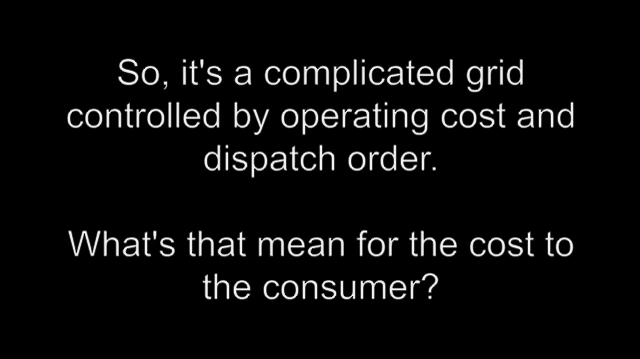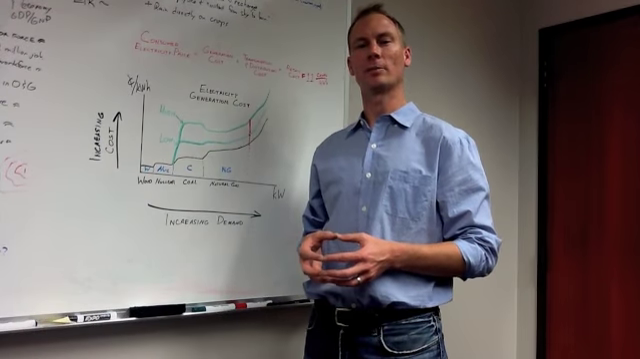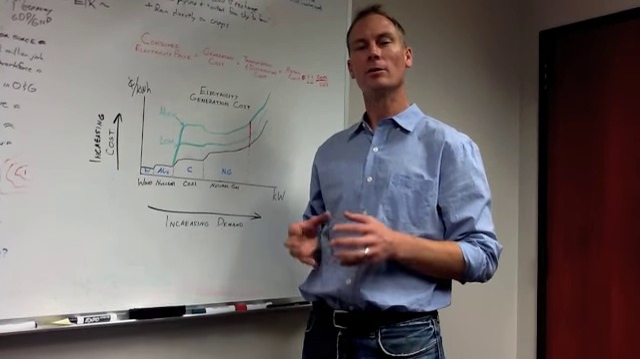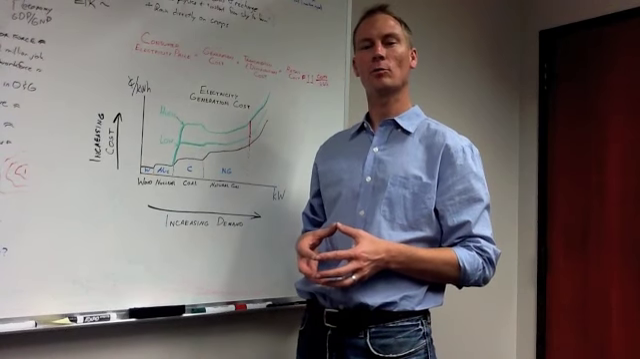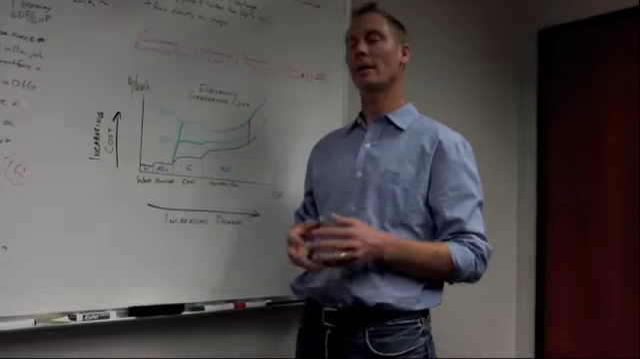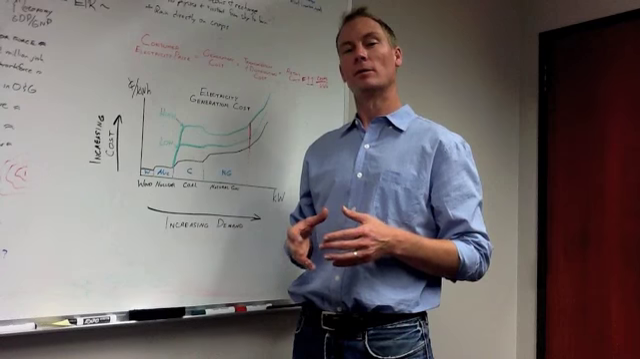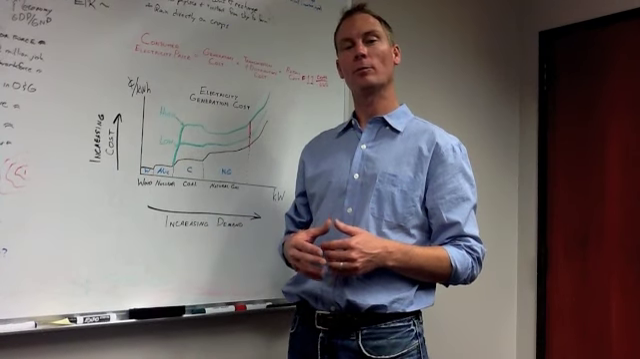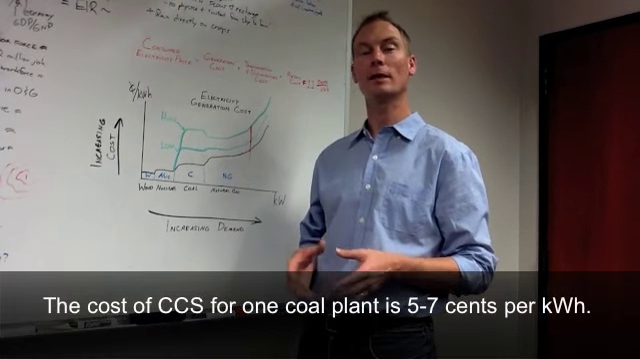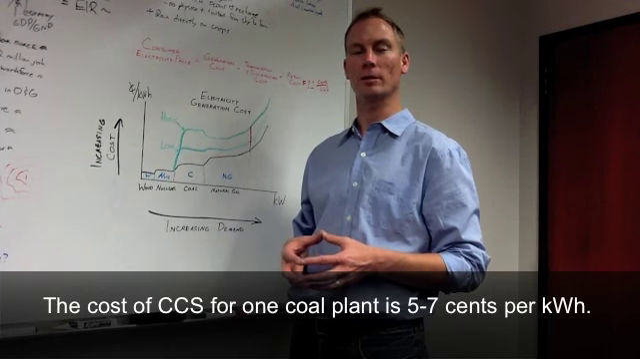So it's a complicated grid controlled by operating cost and dispatch order. What does that mean for the cost to the consumer? If there were a single coal plant that provided electricity to your home, and this was the only source of electricity, the full cost of operating that coal-fired power plant could get passed on to you as the consumer. And in that case, the price of electricity generation from that coal plant would increase approximately 5 to 7 cents a kilowatt hour in order to engage in carbon capture and sequestration.